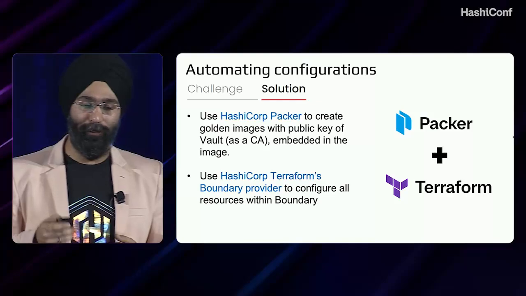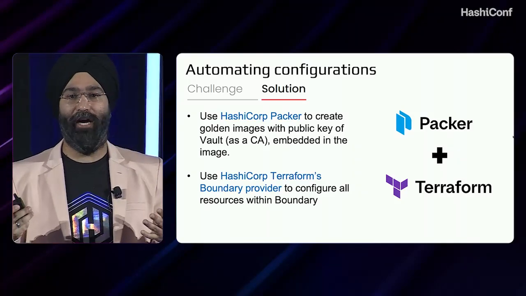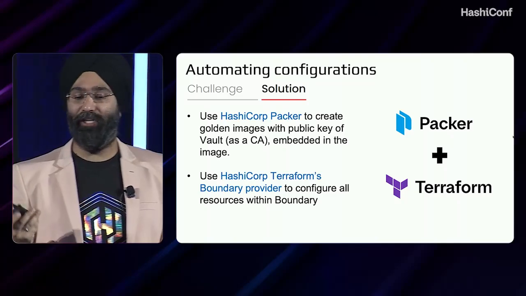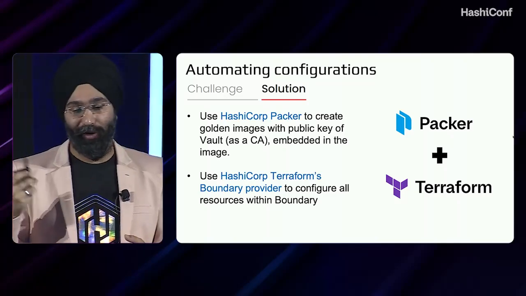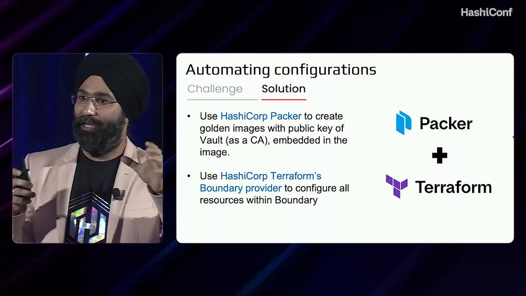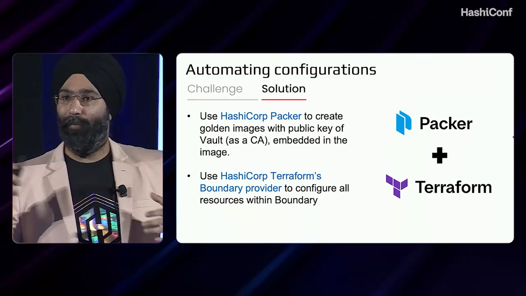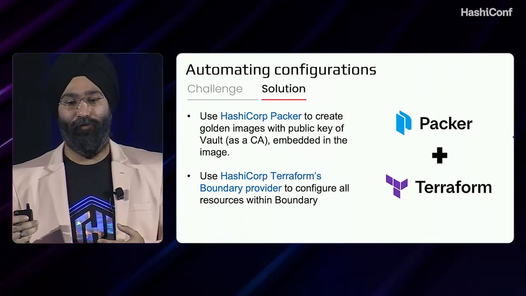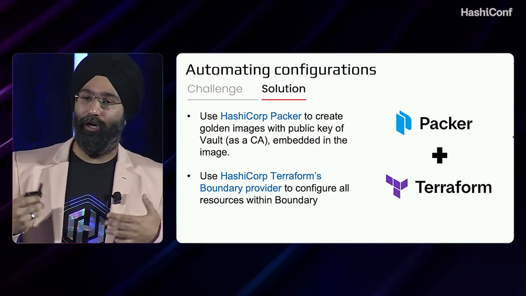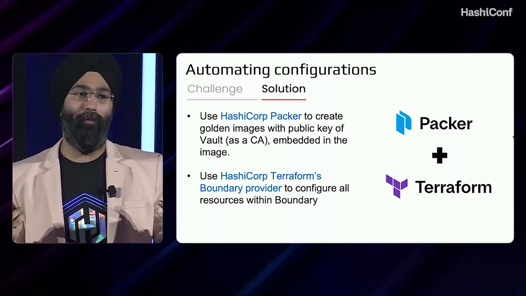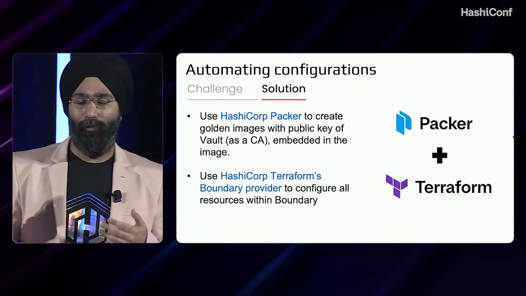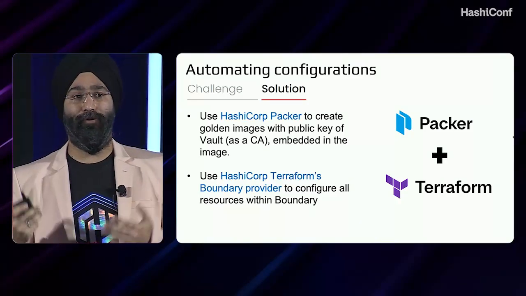So how do we solve this? This is where we use HashiCorp's own tools for solving these issues. We can use HashiCorp Packer to create golden images with the public key of the certificate authority embedded in the golden image, and then spin up your different VMs. And for the Boundary configurations, you can use the Terraform provider for Boundary to configure all the resources.